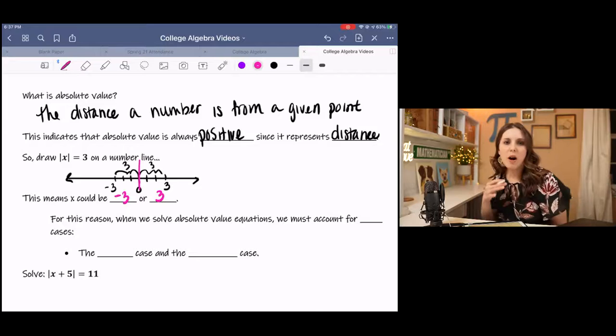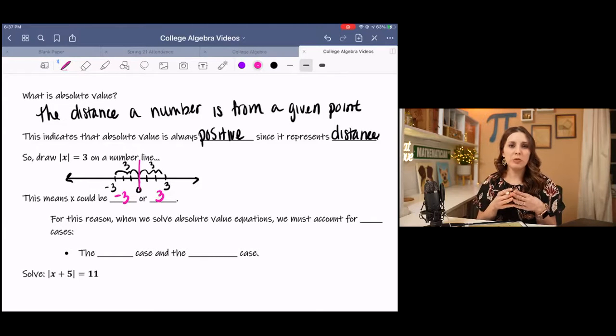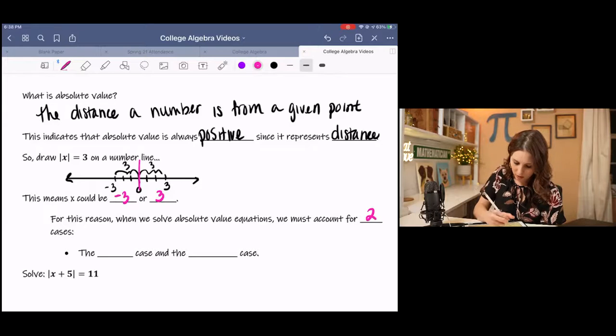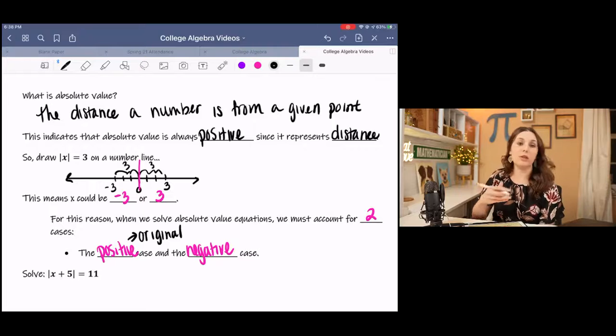This means that we have 2 possibilities when we're looking at absolute value. If absolute value is just measuring a distance, and we have 2 possibilities of a distance of 3 from 0, then we have to take into consideration that there's a positive possibility and a negative possibility. And this sets up our 2 cases whenever we solve absolute value equations and inequalities. We always have 2 cases, the positive case and the negative case. And when I say the positive case, I usually mean the original case, whatever case is given to us at the beginning of the problem.